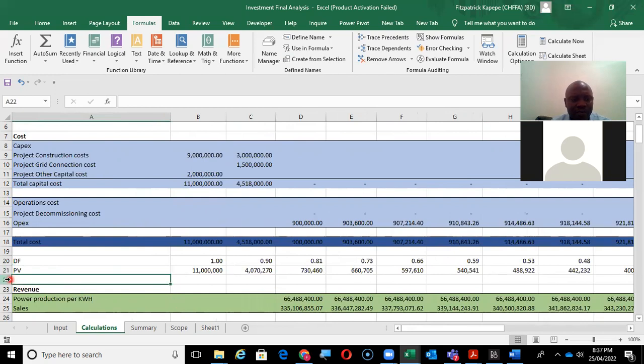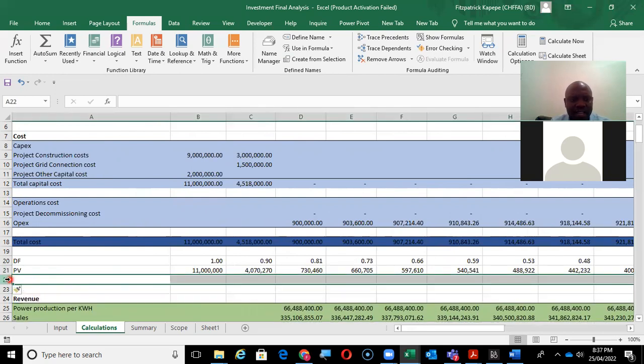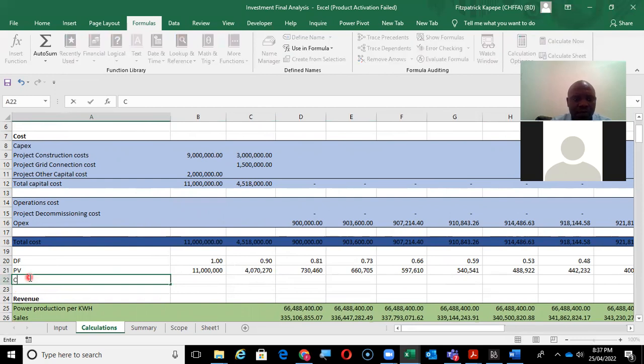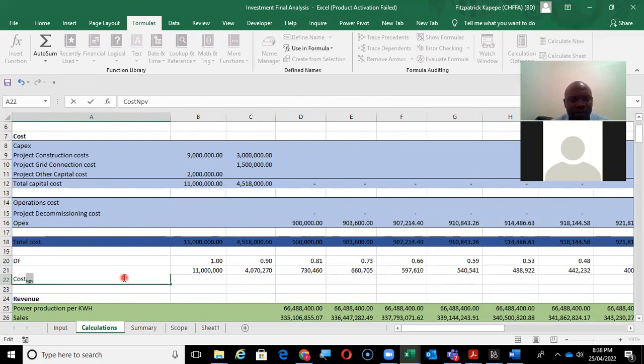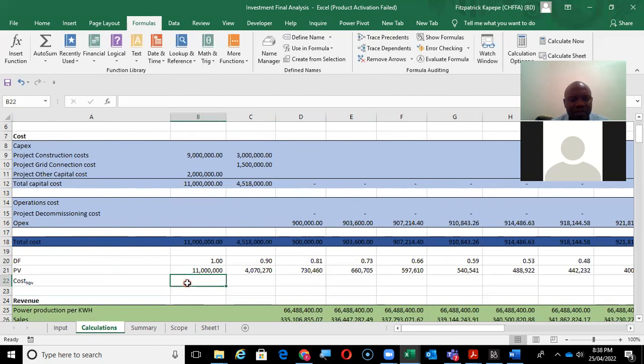Then from here, I'll have my NPV for the total cost. Sorry, I'll do this so that you're able to see it nicely. Subscript. So the NPV in here is the sum of these total numbers.